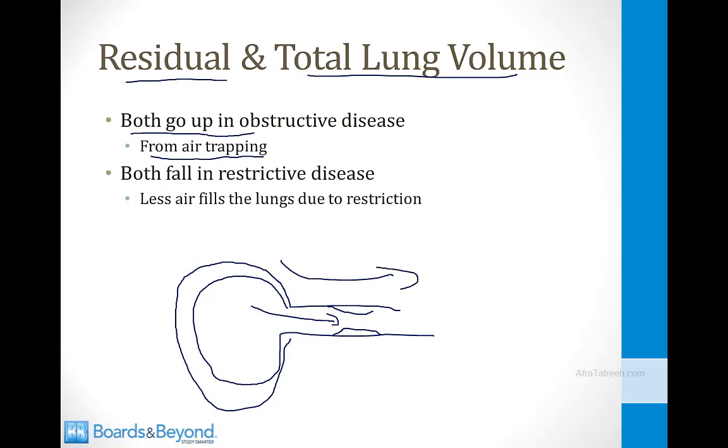The opposite of this is true in restrictive disease. Both of these numbers fall in restrictive disease, and that's because there's a restriction. So that balloon of the lungs just can't fill as much to bring air in, and therefore, if you were to measure the total capacity, you'd find it's smaller than normal, and the residual volume is also smaller than normal.